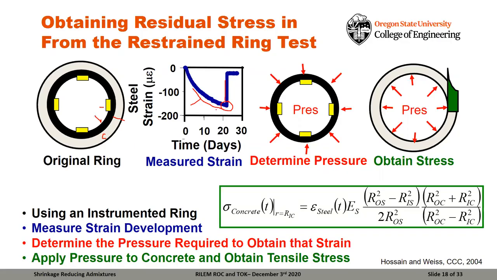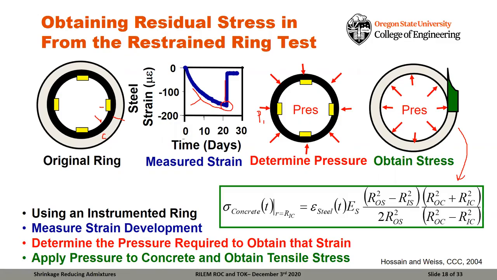Now, you can actually use the strain that's been produced in the steel, and you can calculate the fictitious pressure that's required to generate that strain in the steel. By knowing that fictitious pressure, you can turn that around and say, here's the pressure that's acting on the wall of the concrete. And you can solve this to determine the overall state of stress that's inside of the wall of concrete.